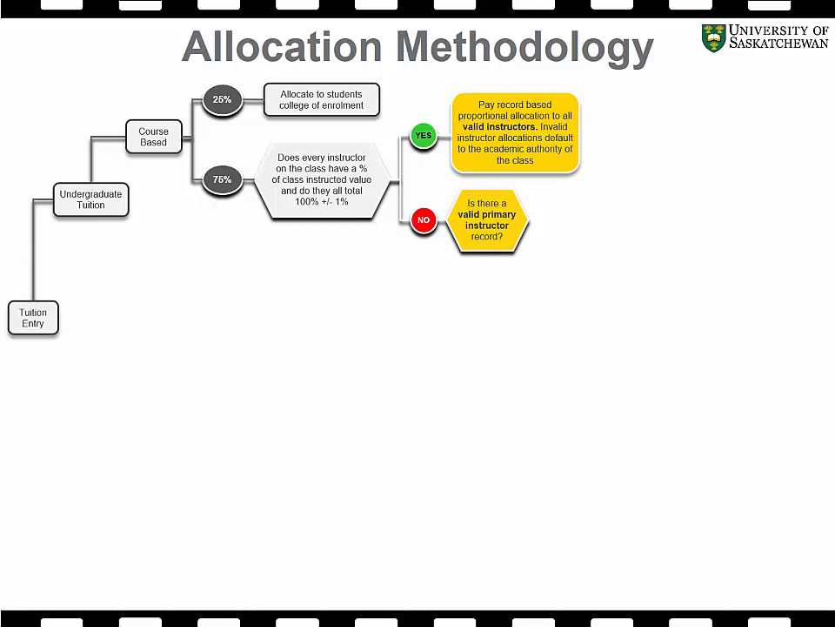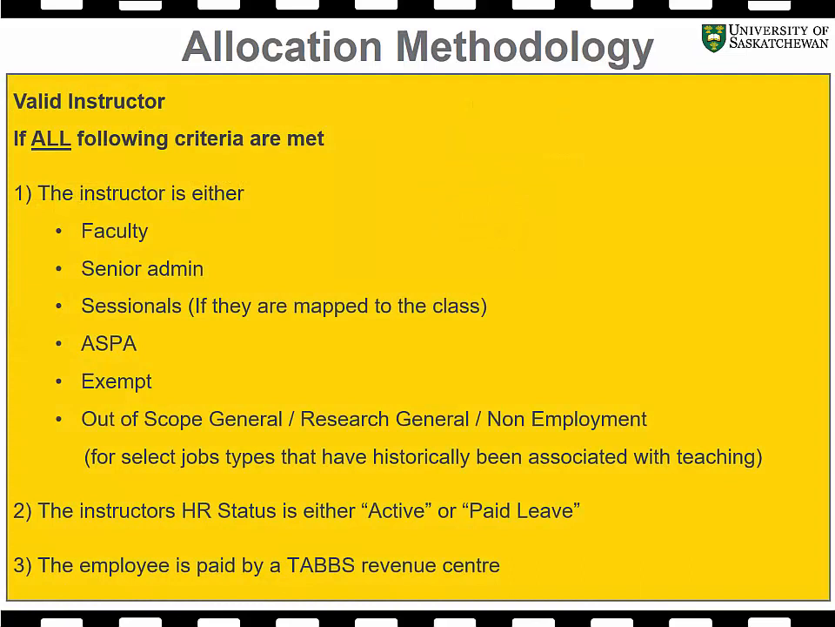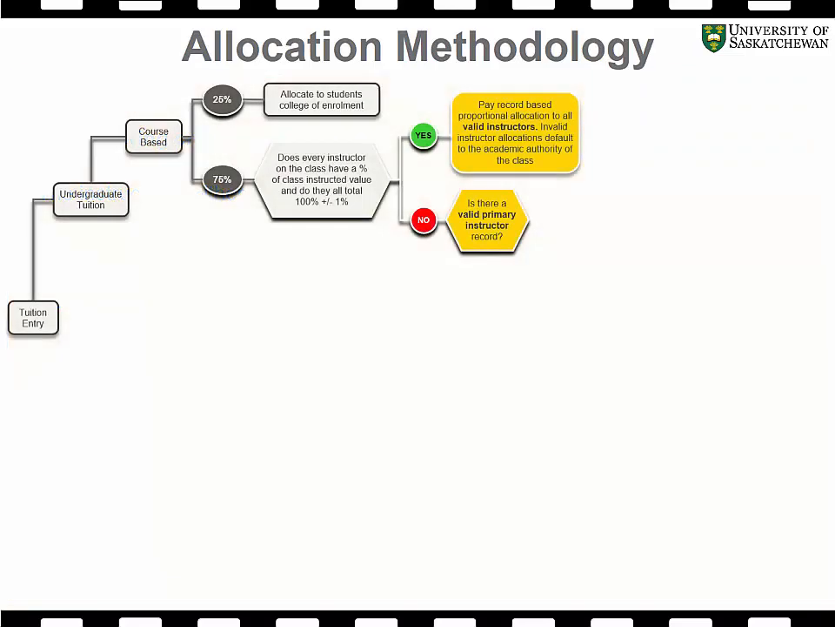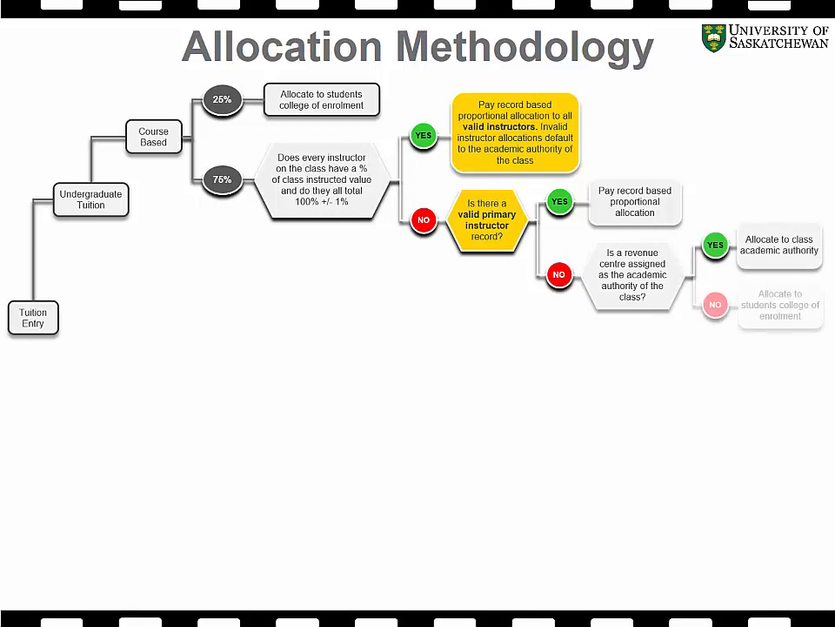By valid instructor, we mean an instructor who is either faculty, senior admin, sessional, clinical instructor, instructional, independent study facilitator, or online facilitator, and the employee's HR status is either active or paid leave, and the employee is paid by a TABBS revenue center. If the class has no valid instructor, then we default to the academic authority of the class. If no revenue center is assigned as the class academic authority, then the instruction allocation is directed to the student's college of enrollment.